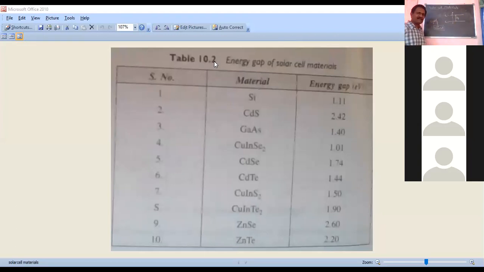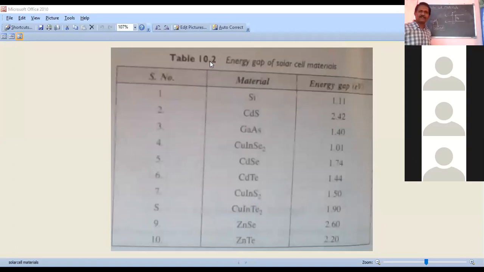If the light which is used does not have this energy, that is the energy gap, then that light is not going to create electrons and holes. They cannot create electrons and holes. Only if the energy of the light is sufficient will they be able to create electrons and holes in p-type material as well as n-type materials. So this is the requirement for the solar cell materials.